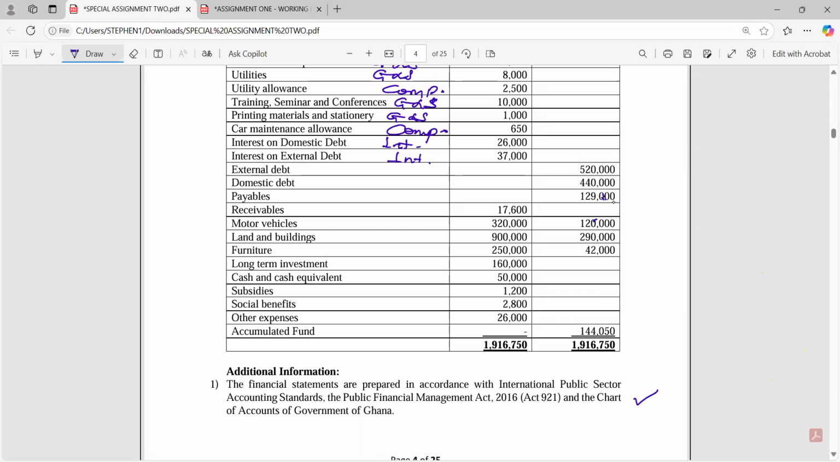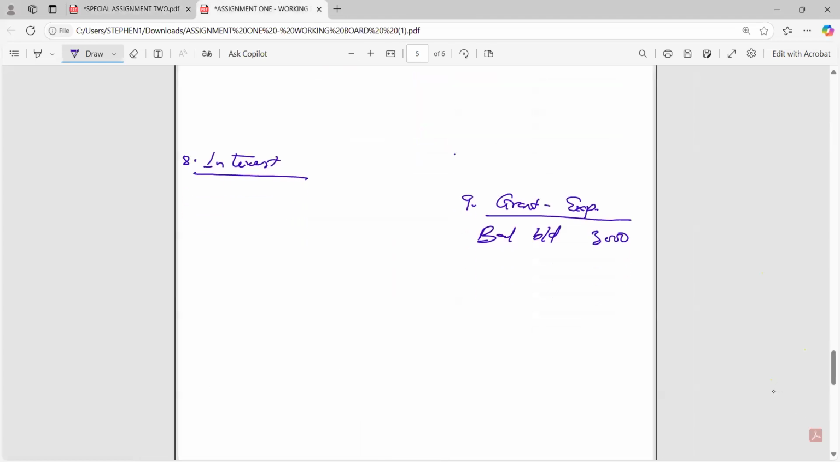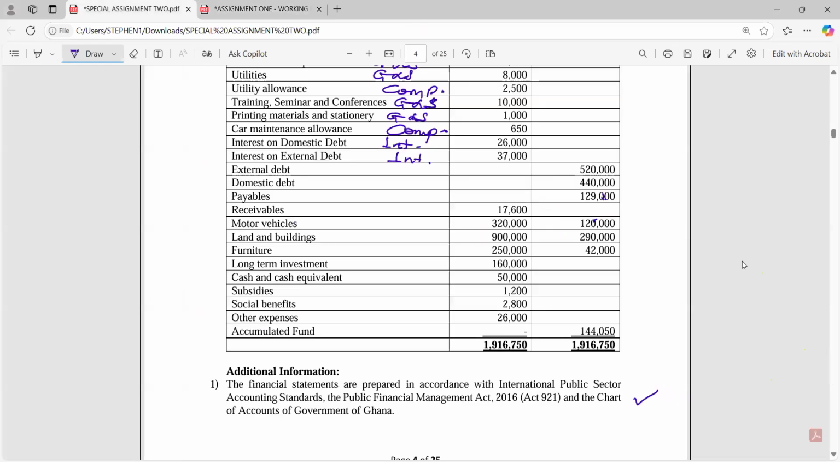Subsidies, 1,200. Come and write it. 9. Right, 10 here. 10, subsidies. Balance brought down, 1,200. In fact, subsidy 1,200. I've already written it. Cancel it.